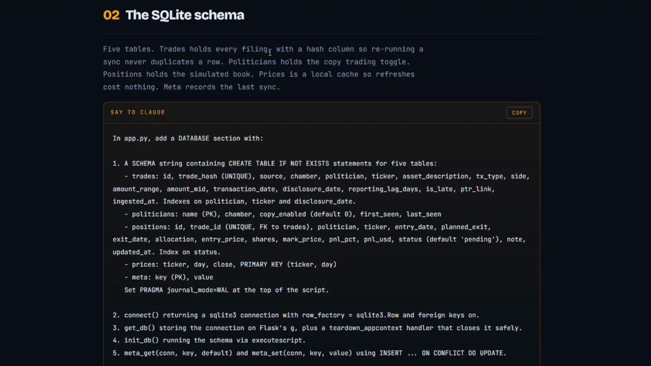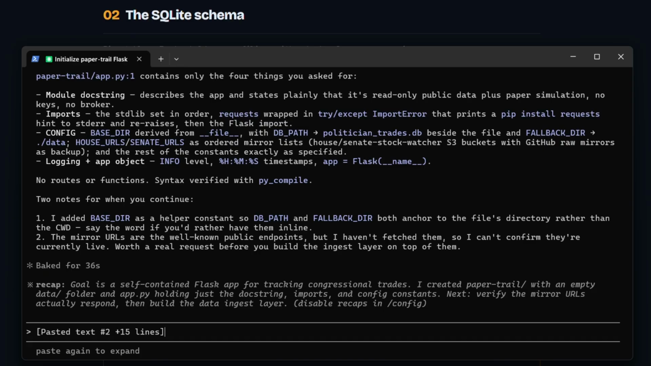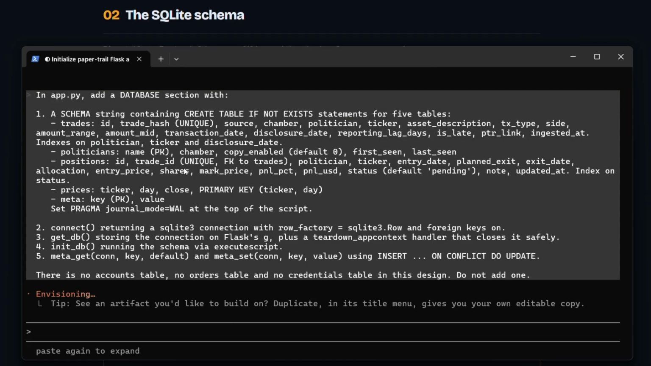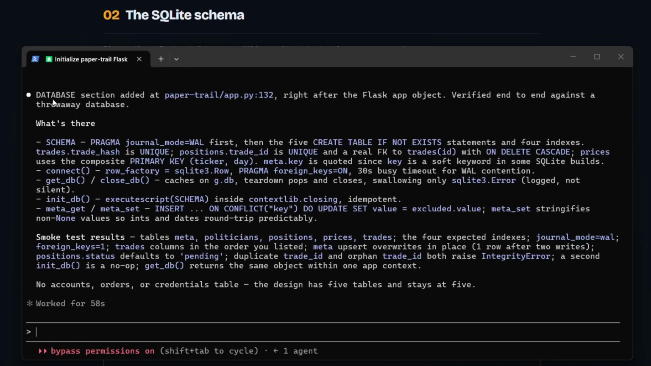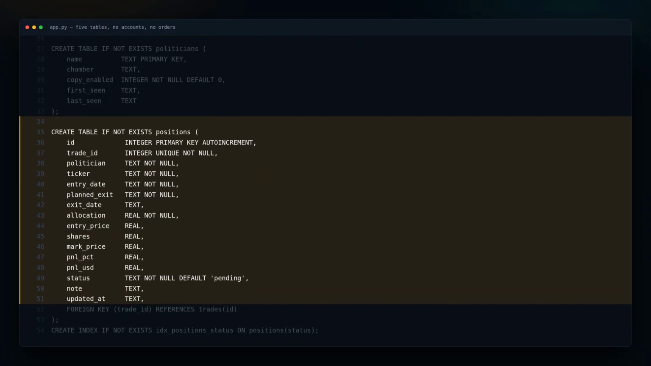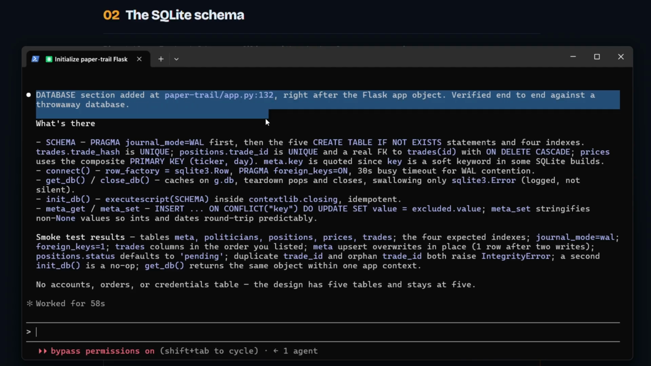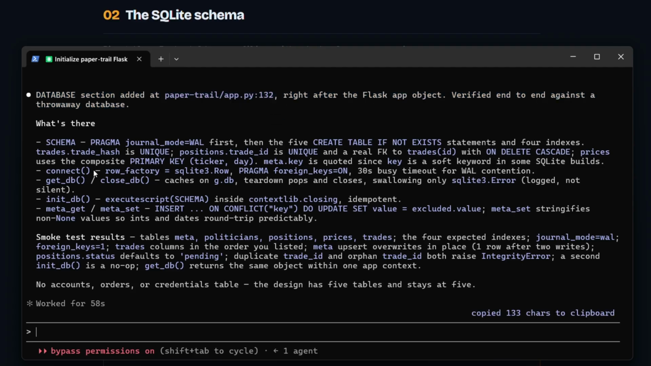Second prompt builds the schema, 5 tables. Trades holds every filing we ingest, with a hash on each row, so rerunning a sync never duplicates anything. Politicians holds the copy trading toggle. Positions holds the simulated book. Prices is a local cache, so we are not hammering a free endpoint every refresh, and a small meta table records the last sync time.